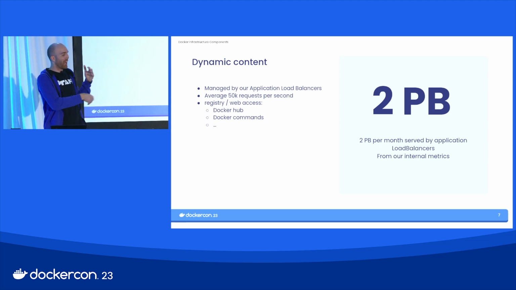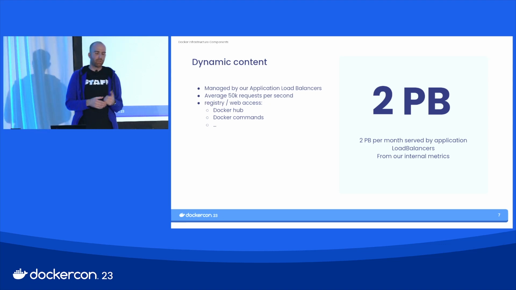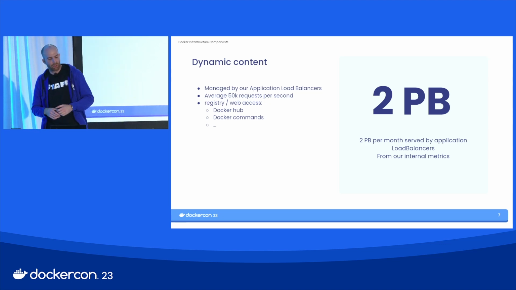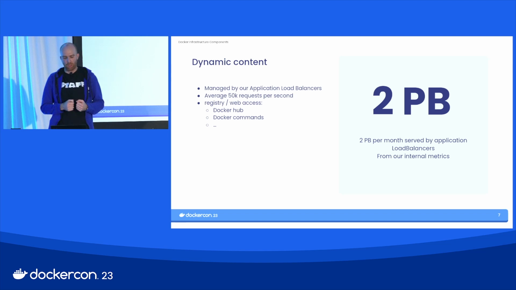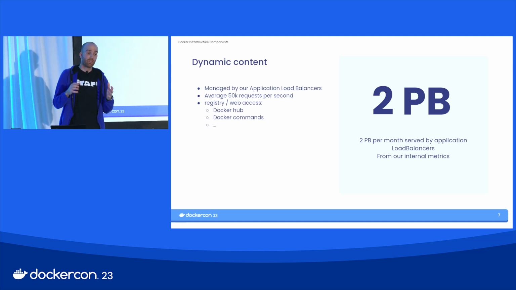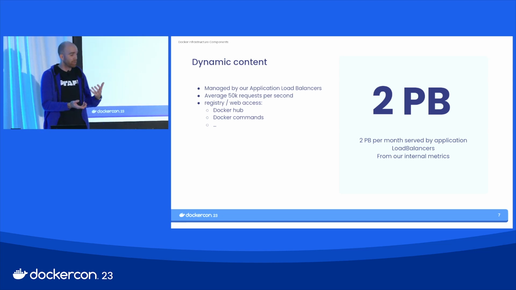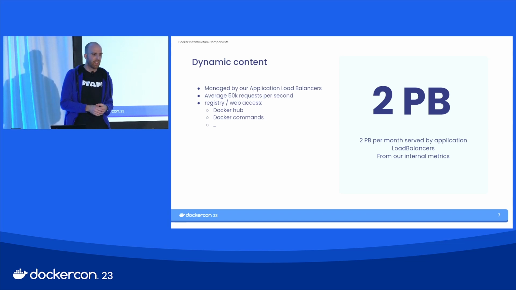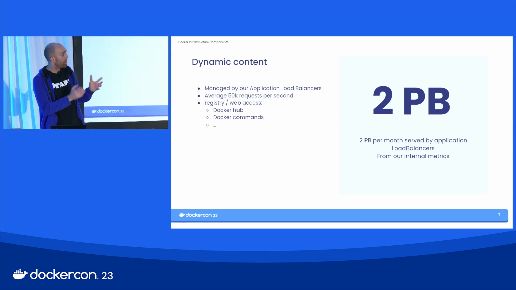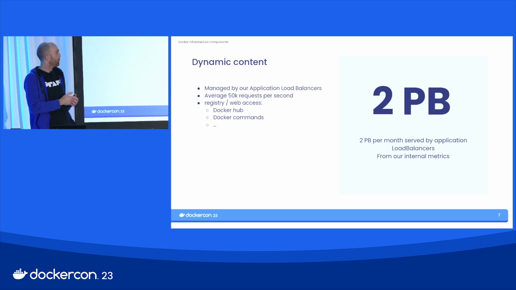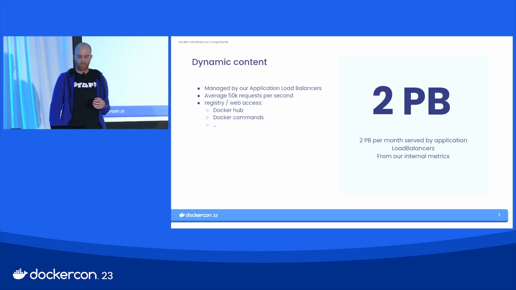And it's all for, like I said, our databases and things like that when you want to make changes on DockerHub or with Docker commands. And for the number, it's less accurate than Cloudflare because it's from our internal metrics on Prometheus, making queries, things like that. But it's around 2 petabytes per month that we are serving with this application load balancer.